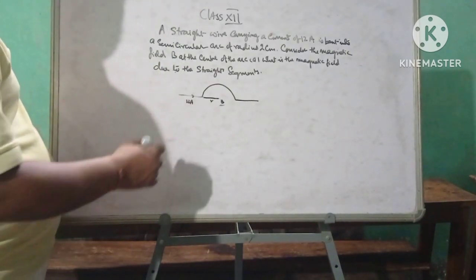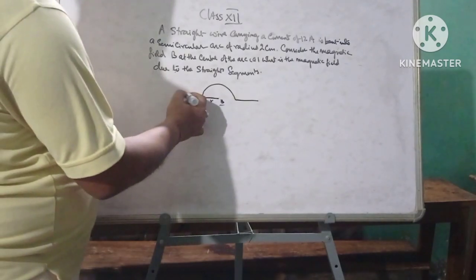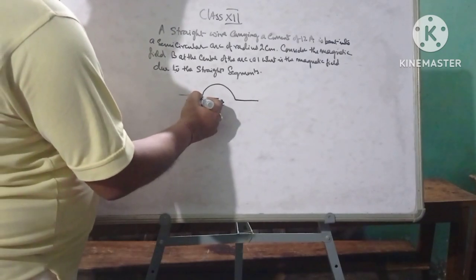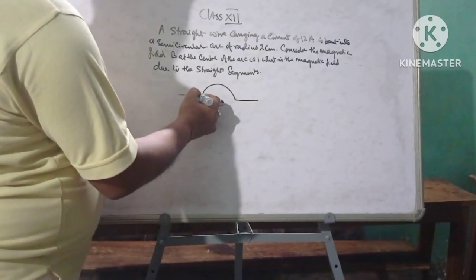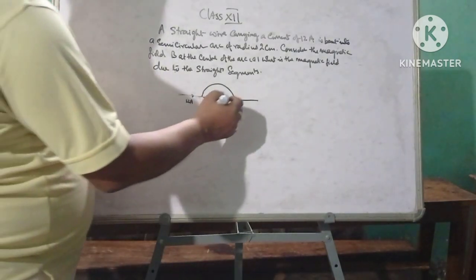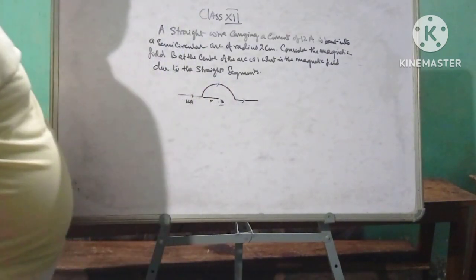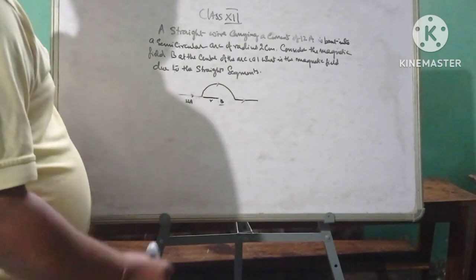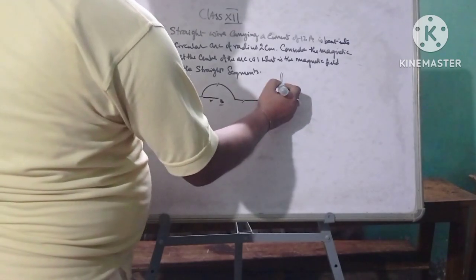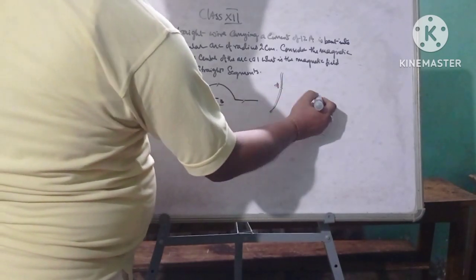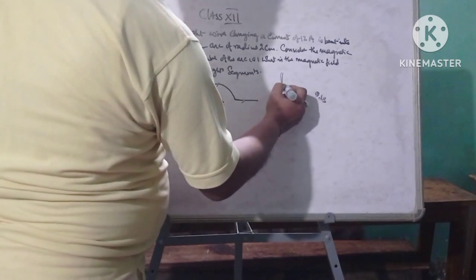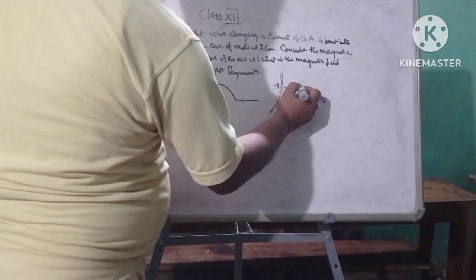Now, here it has been asked that a current is flowing through this straight wire. So what is the contribution of this straight wire to this magnetic field B? Let us go to the Biot-Savart law. This is your wire, this is your dl, this is your magnetic field dB, and here this is your r.